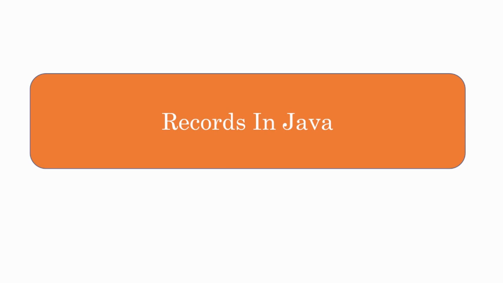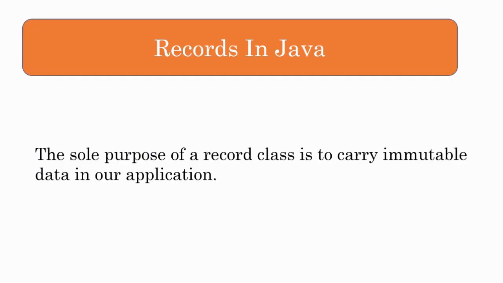Today we're going to take a look at records in Java. What is a record class and what does it do? Why do we have records? So I see that the main purpose of the record class is to carry data from place to place. But this data has to be immutable, which means it cannot be changed, it cannot be modified once it is created. So this is the sole purpose of a record.